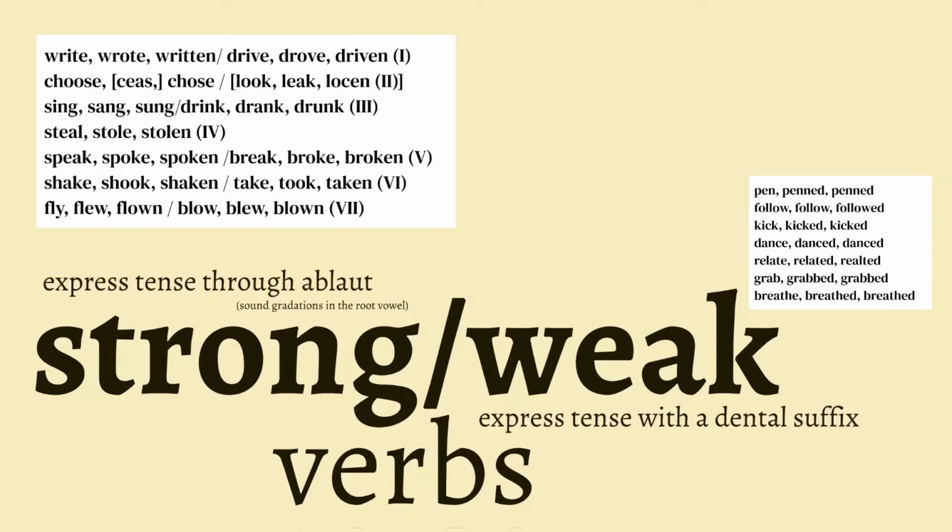Write, wrote, written. Drive, drove, driven. Choose, chose. Sing, sang, sung. Drink, drank, drunk. Steal, stole, stolen. Notice sometimes we retain the same root vowel across a couple of tense gradations, but there's always a shift somewhere. Speak, spoke, spoken. Break, broke, broken. Shake, shook, shaken. Right? Sometimes it's the simple past and the past participle that have the identical verb. Take, took, taken. Fly, flew, flown. Blow, blew, blown.